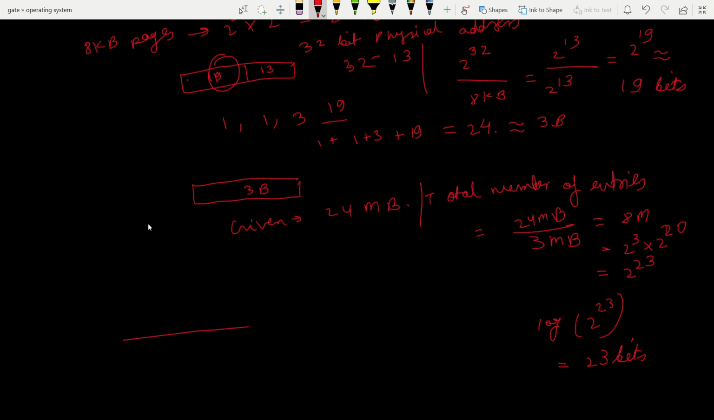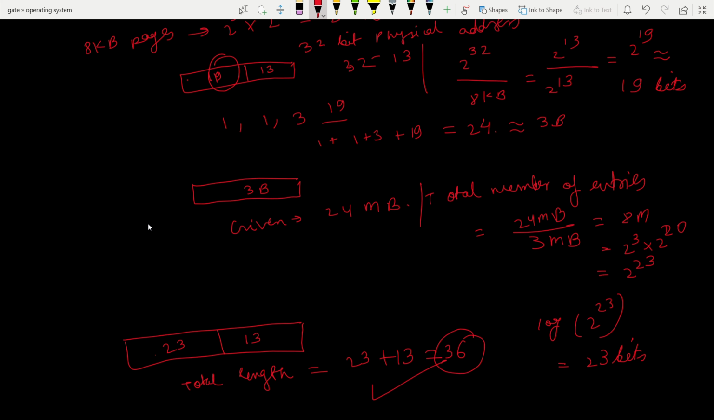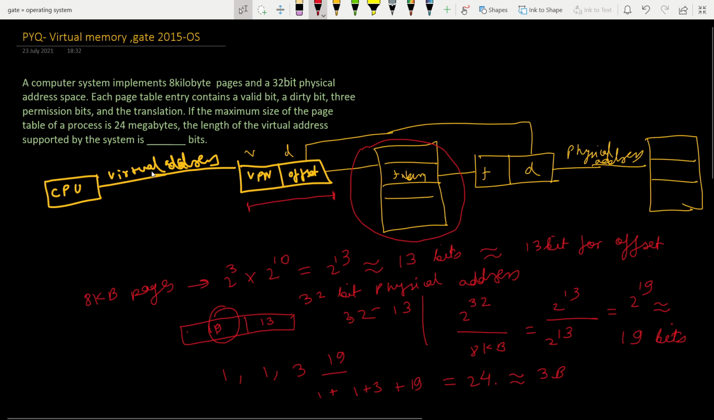So let us draw this. For the virtual page number, how many bits did we get? We got 23 bits, and the offset we already saw was 13 bits. And what is the total length of this virtual address? It will be 23 plus 13, and that will be 36. So 36 is the correct answer.